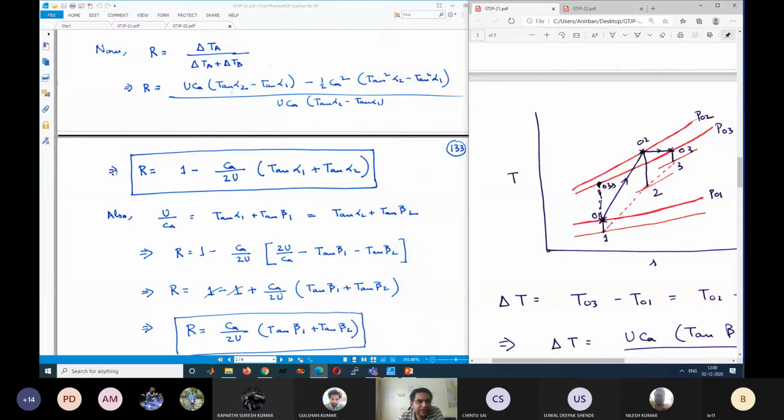So ultimately we get R is equal to 1 minus CA by 2U (tan alpha 1 plus tan alpha 2). So this is the value of degree of reaction in terms of the flow angles, alpha 1 and alpha 2. We can also write CA by U as flow coefficient phi, which we have previously defined. So you can write R as 1 minus phi by 2 (tan alpha 1 plus tan alpha 2).